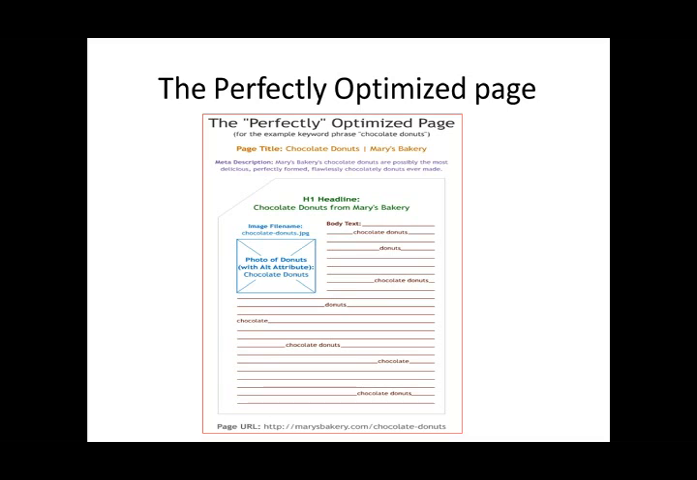So this is what a perfectly optimized page would look like when we perfectly code it in terms of title, h1, making certain targeted keywords in the content bold, and putting the right file name and alt text. Let's start from the very beginning. We can see the page title is chocolate donuts, and the brand is Mary's Bakery. So when the Google crawler comes to this page, it knows that this page is talking about chocolate donuts.